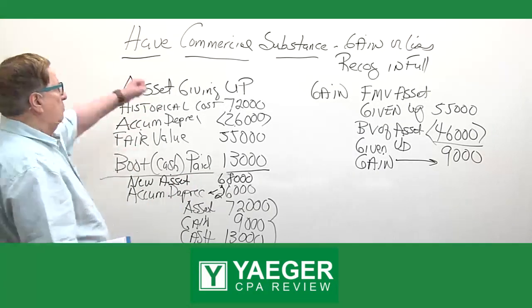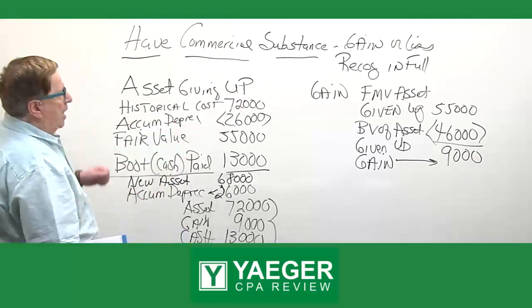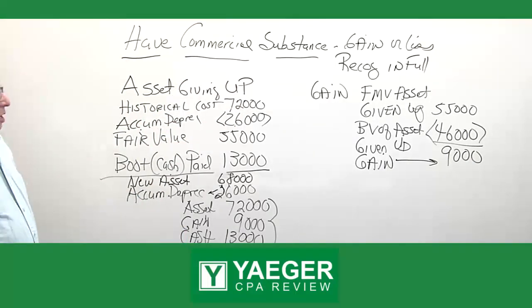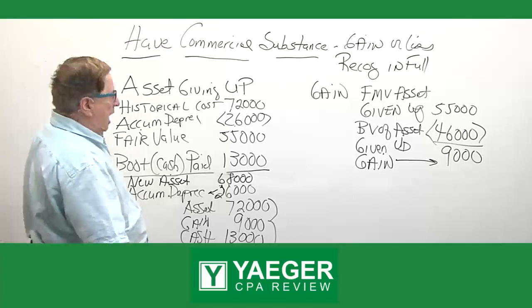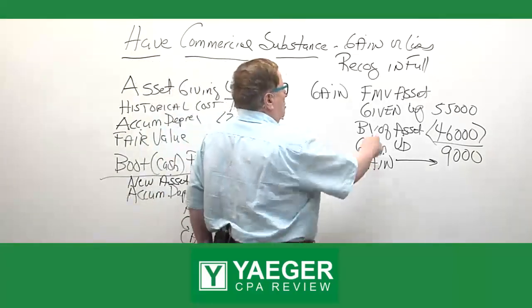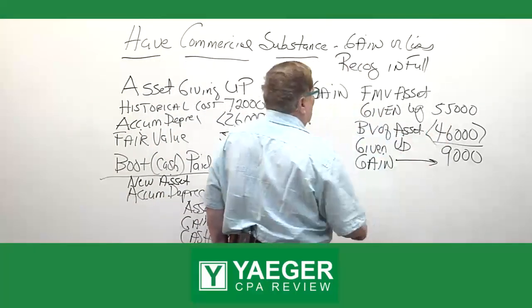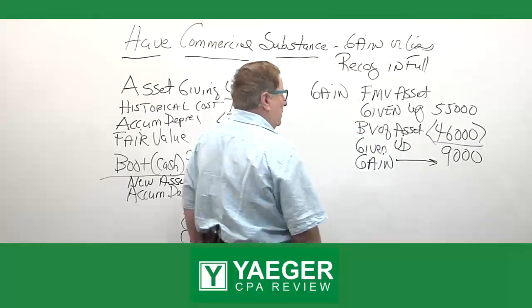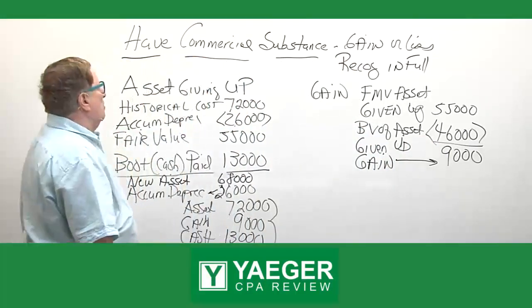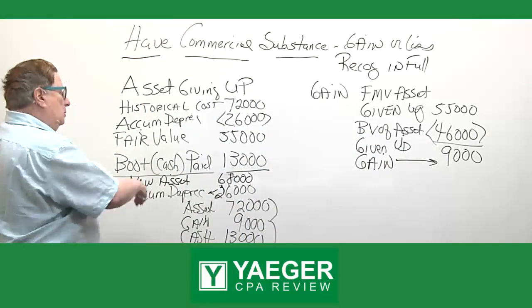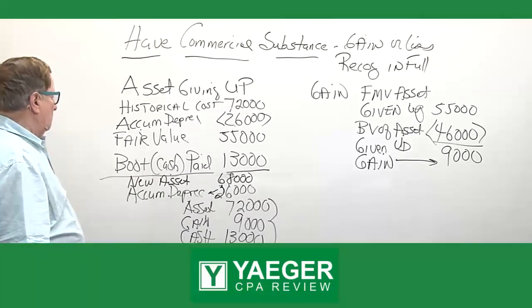So the new asset is the plug, and it equals $68,000. Here we have commercial substance, so gain or loss is recognized in full. To calculate the gain or loss, you compare the fair market value of the asset given up to the book value of the asset given up. Because it has commercial substance, all gain and all loss is recognized.